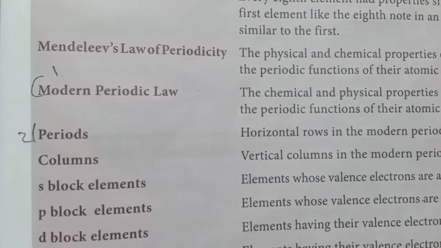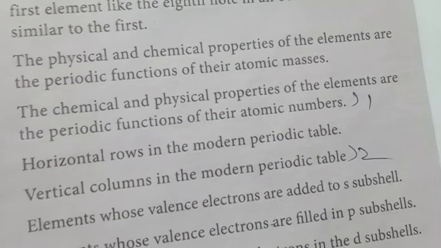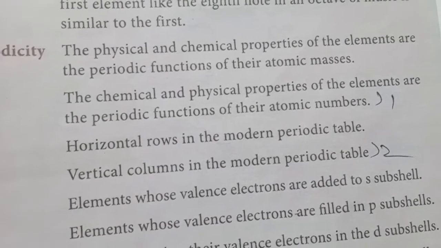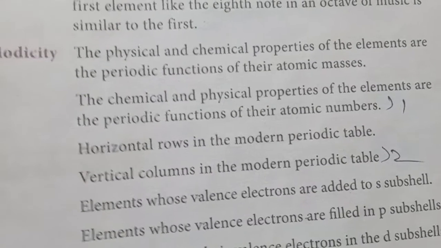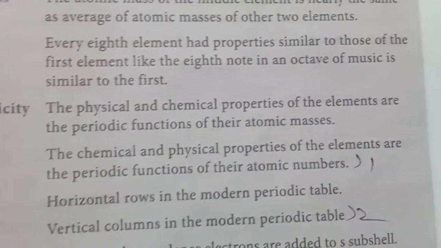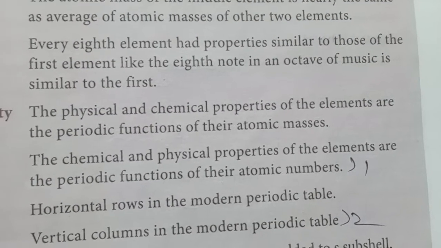So the answer for this question comes under the glossary section. Modern periodic law: the chemical and physical properties of the elements are the periodic functions of their atomic numbers. That is known as the modern periodic law. See this, the modern periodic law. The chemical and physical properties of the elements are the periodic functions of their atomic number.